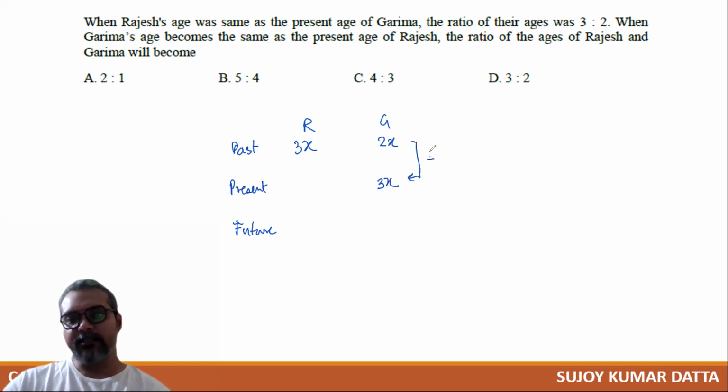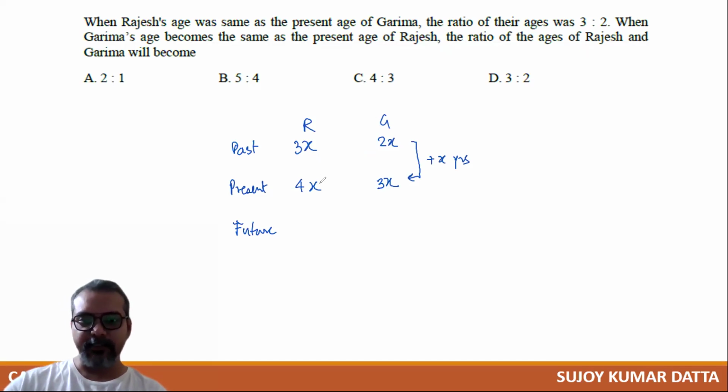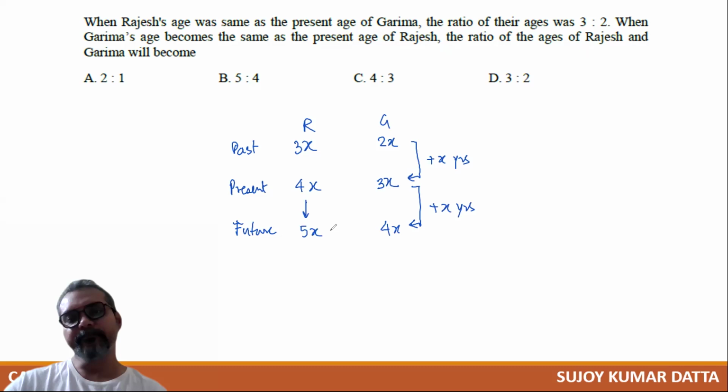So from here to here, it's an X years gap. So time passes the same amount for everyone, right? So here also it will be X years later. So this will be 4X for Rajesh. Now they're saying when Garima's age becomes the same as Rajesh's present age. So Rajesh's present age is 4X. So when Garima will become 4X, that's another X years later. So then Rajesh will also be X years later. So that will become 5X.